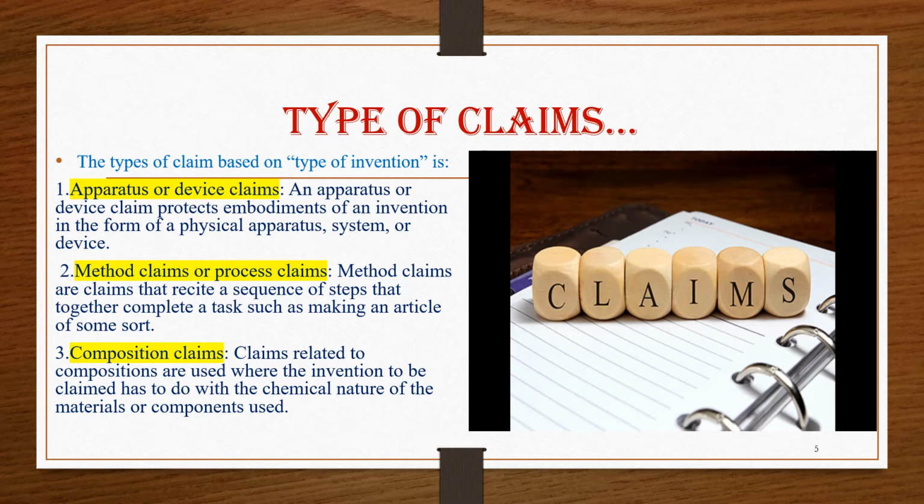And the last one is composition claims. That is, we can say claims related to compositions are used where the invention to be claimed has to do with the chemical nature of the materials or components used.